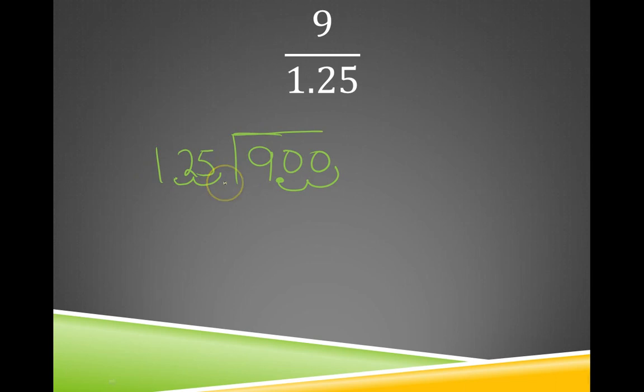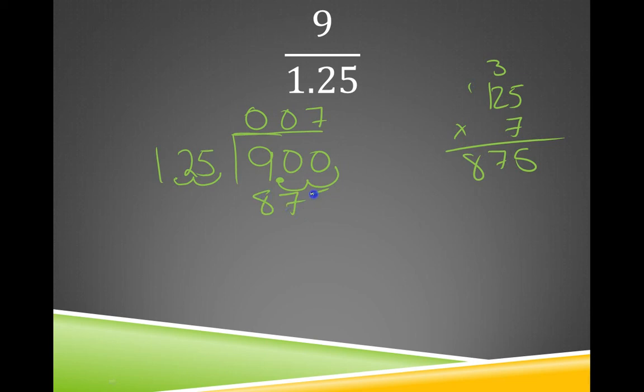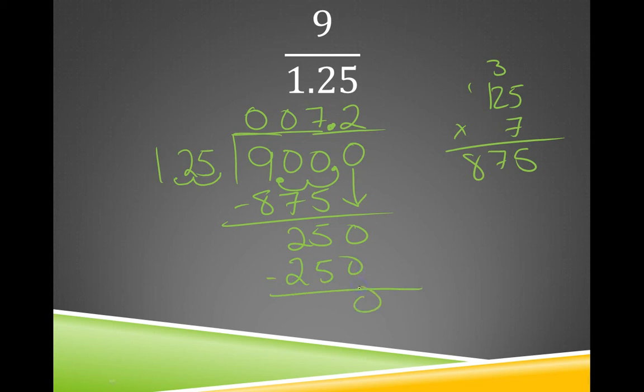Now, 125 cannot go into 9, it cannot go into 90, but it can go into 900. We're going to say 7 times. We go 125 times 7, that's 875. We subtract that off and we get 25. Again, we're going to have to add a 0, drop it. 125 can go into 250 twice. Don't forget to raise up that decimal. I think I forgot to do that on the first step. Raise that up, and there you go. Multiply that out, and you get 250. We end with a 0, so we're done. 7 2/10 is my answer.